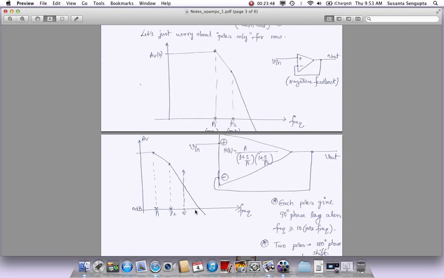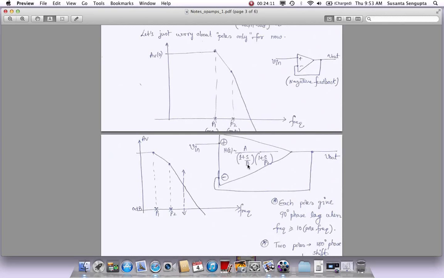This is the frequency at which the gain becomes 1. For all the lower frequencies, the gain is actually bigger than 1. So here is an op amp where we have a transfer function like this: some DC gain, then 1 by S plus P1 and 1 by S plus P2. These will be the two poles in the transfer function.